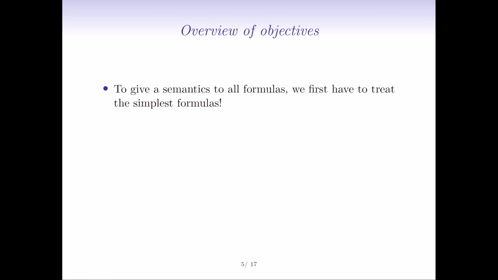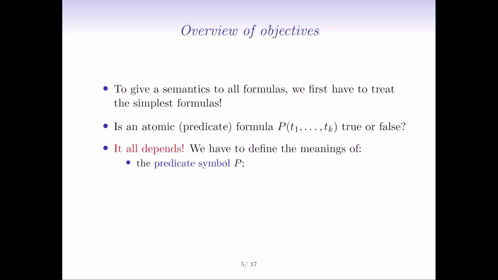Okay, so the main objective of today's lecture is to at least begin understanding how we can give a semantics, or a meaning, to all formulas in first order logic. Of course, that means we have to treat the simplest formulas, which are the atomic formulas or the predicate formulas, P of t1 up to tk. Now, in order to understand whether a formula like that is either true or false, it really depends on the meaning of several things. First of all, we have to define the meaning of the predicate symbol P. So we have to understand what the predicate P means, and we also have to understand what is meant by these terms.